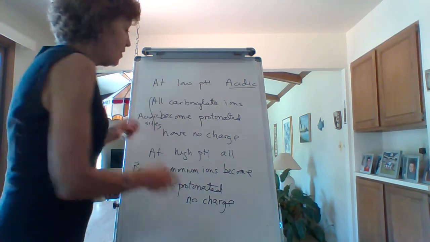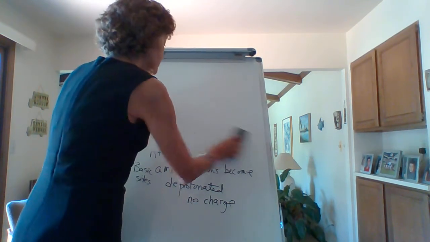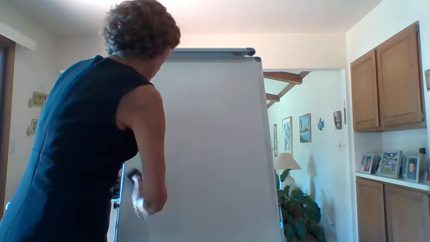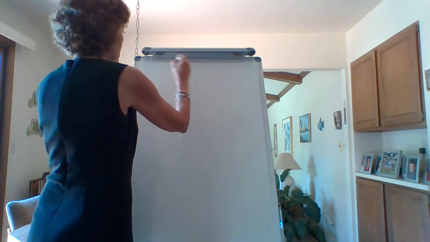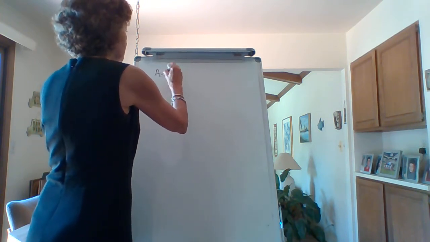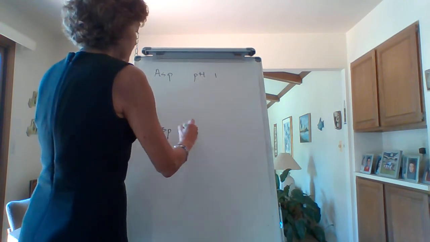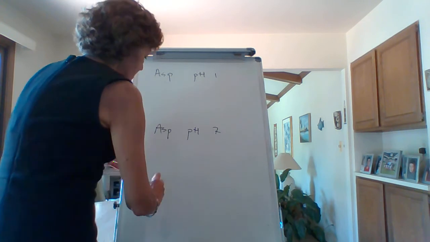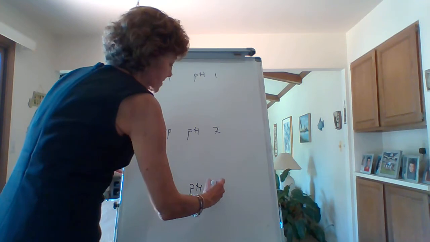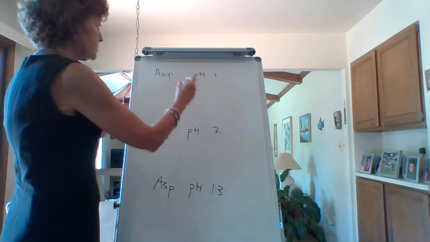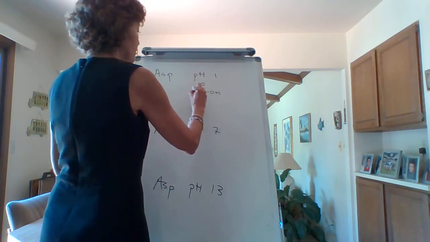Okay? So just for practice, let me show you aspartic acid at all 3 pHs. Aspartic acid at a pH of 1. And then I'm going to draw aspartic acid at a pH of 7. And then I'll draw aspartic acid at a pH of, let's say, 13, super high pH. At a pH of 1, remember we said all the acidic sites are protonated.